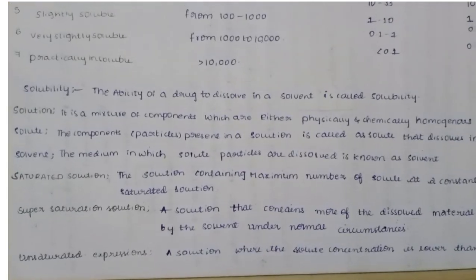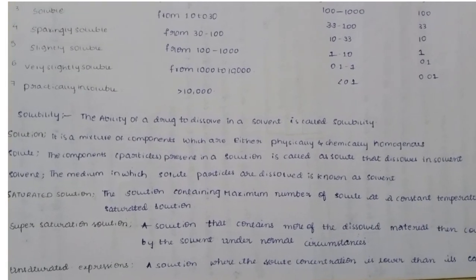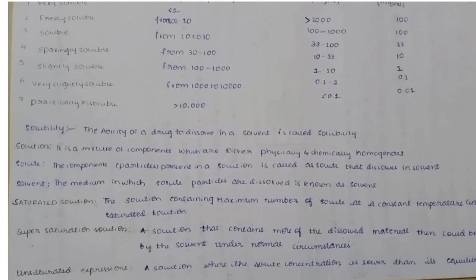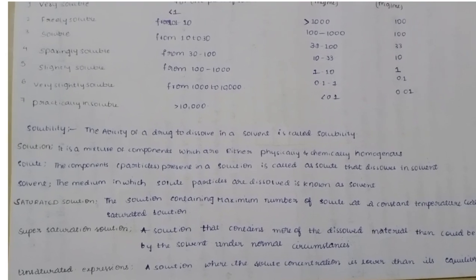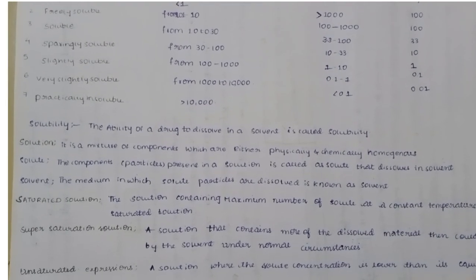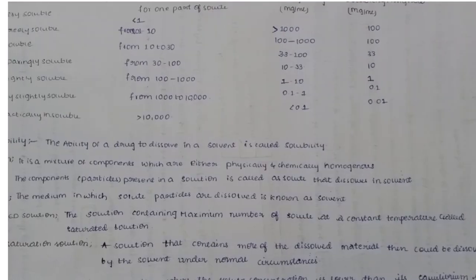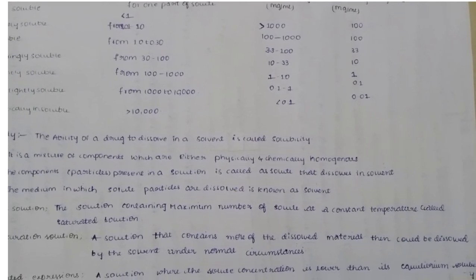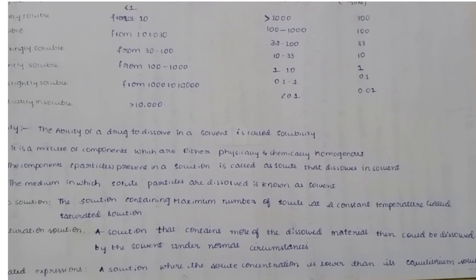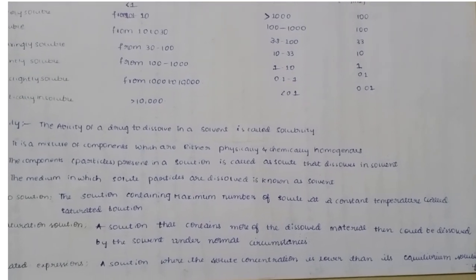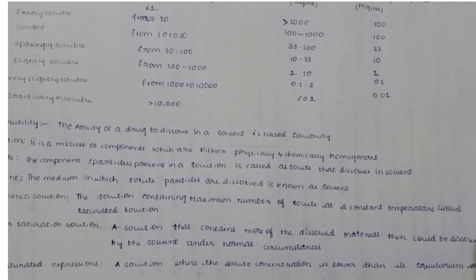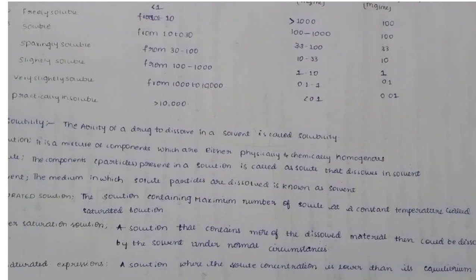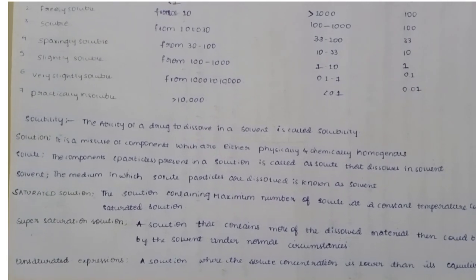Okay, so let me explain what saturated, supersaturated and unsaturated mean. Generally, a saturated solution is one containing the maximum amount of solute at a constant temperature. See, the maximum amount of solute. And supersaturated means more of the solute is present in the solution than could be dissolved by the solvent under normal circumstances. Maximum is saturated, and more than that is supersaturation, remember.